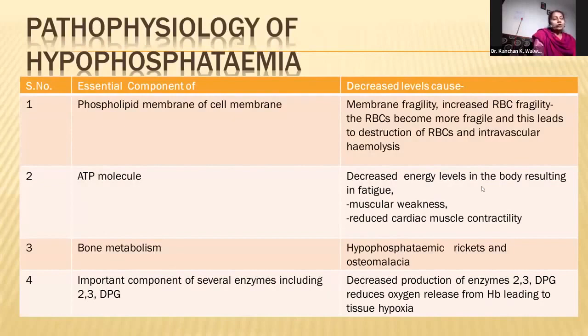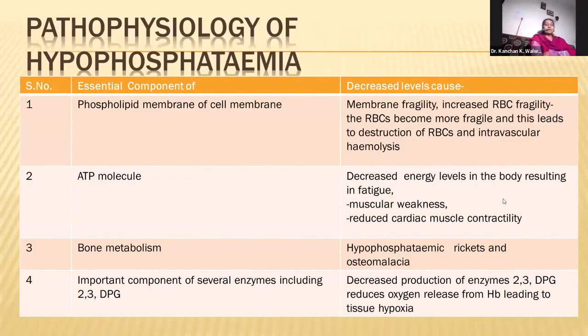So, pathophysiology of hypophosphatemia. As I said, phosphorus is an important component of the phospholipid membrane of the cell. So, because of decreased level of phosphorus, what will happen? There will be membrane fragility, and increased fragility of the RBCs. Since these RBCs become more fragile, they easily get destroyed, and there will be intravascular hemolysis.